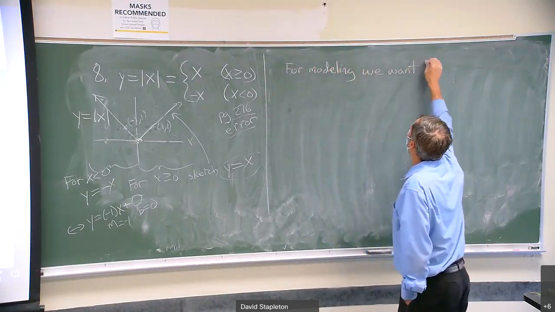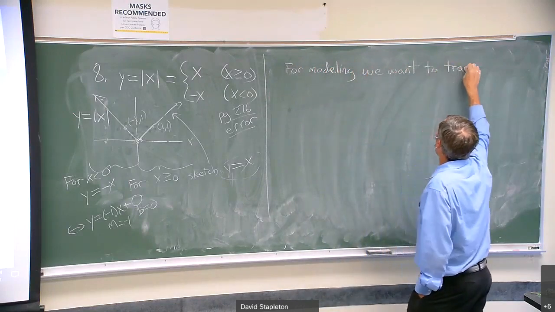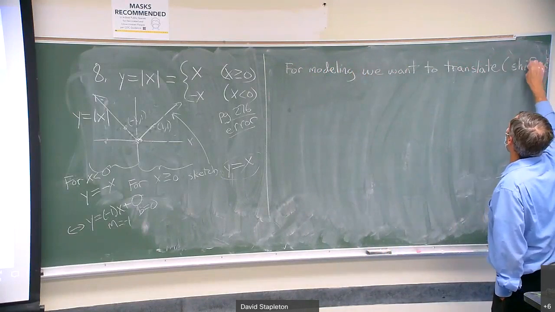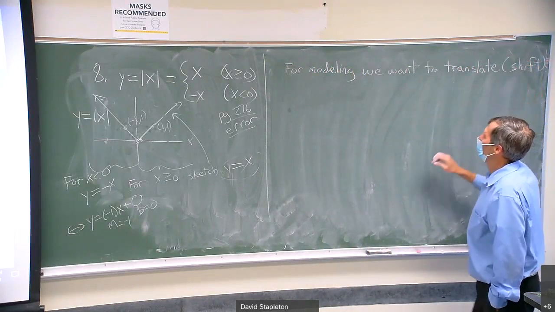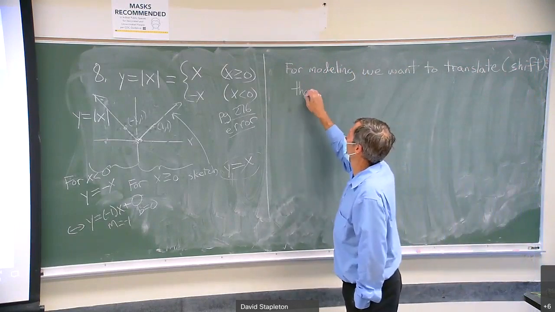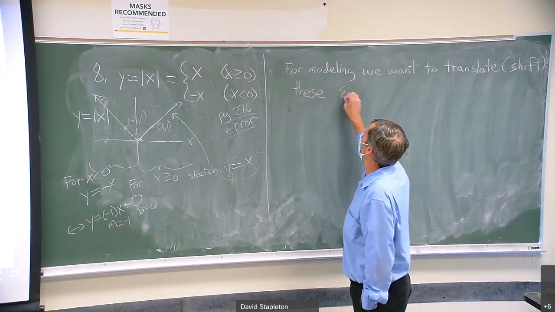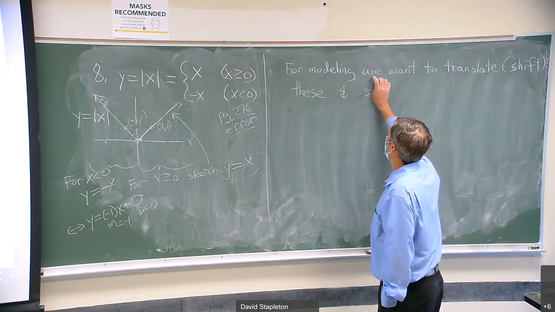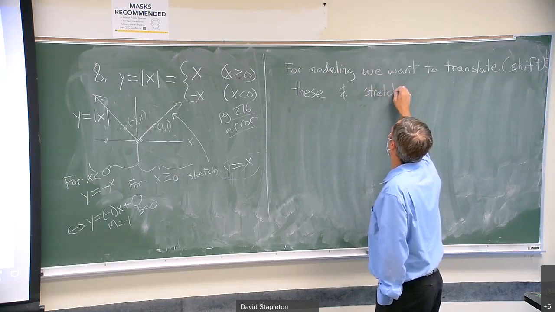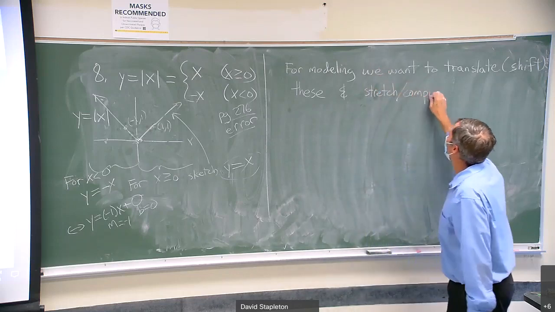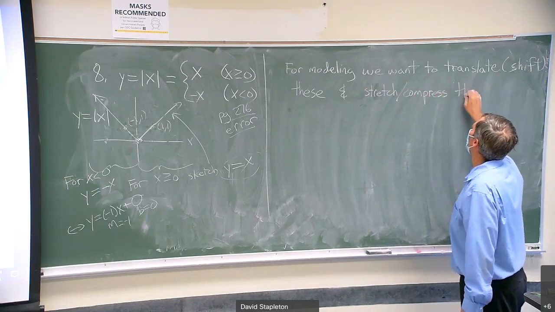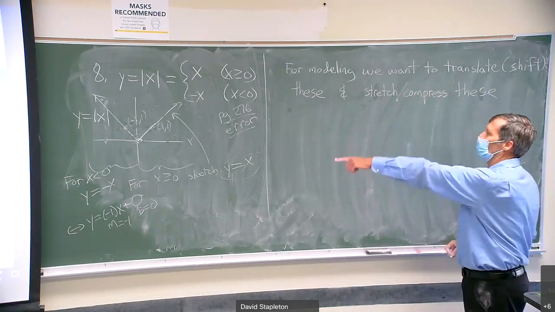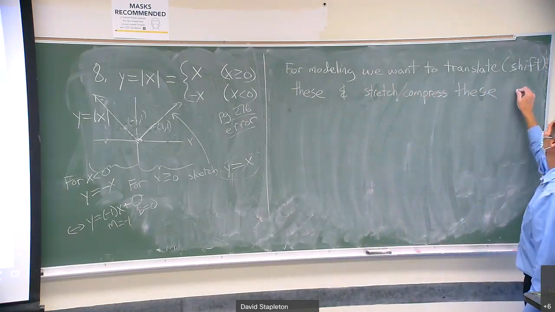We want to translate, also known as shift. These will mean the same thing for us. You'll see both words used in the book. These move them to other positions. And we want to be able to stretch or compress these. And we want to construct piecewise functions from these, such that the absolute value is really defined piecewise.